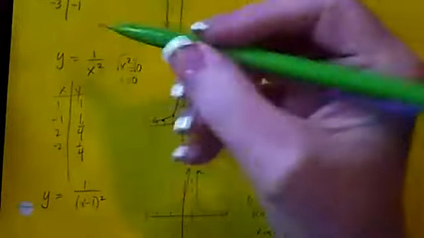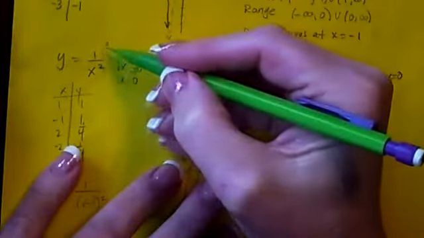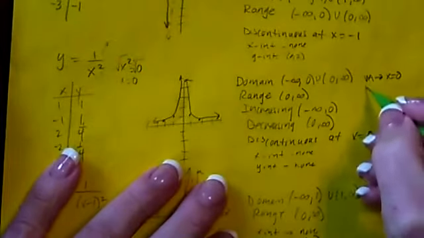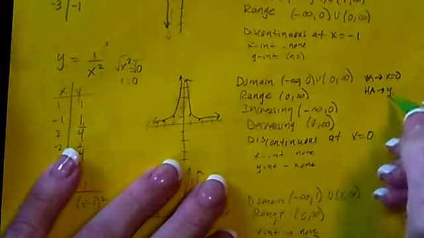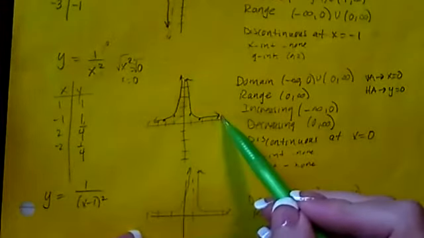Think of the numerator as an x to the 0 power, because there's not one showing. This power is smaller than the denominator's power, so we're going to have a horizontal asymptote at y equals 0. That means our axes are going to be our asymptotes again, like our first problem.